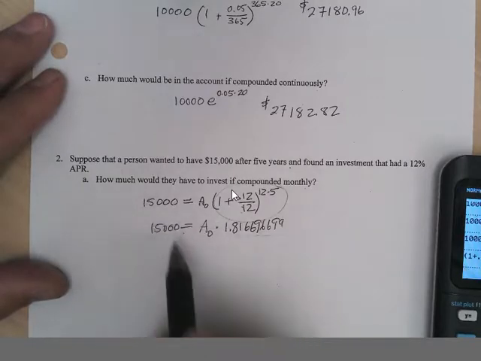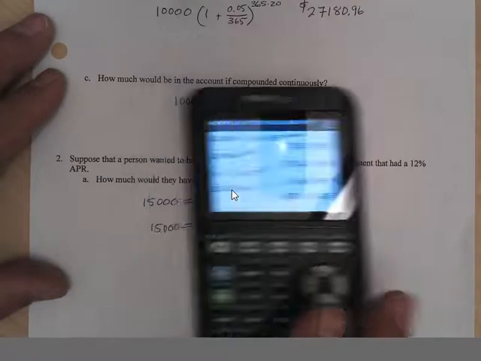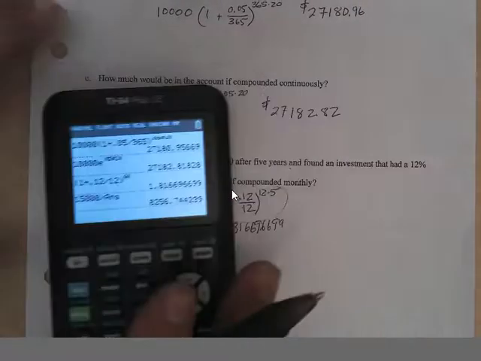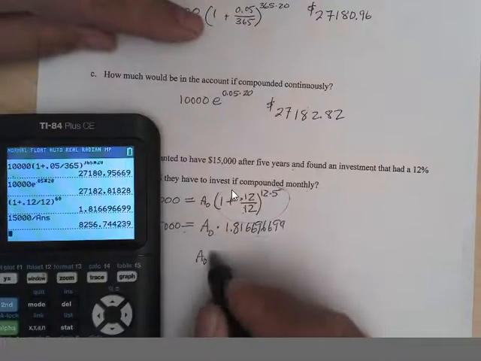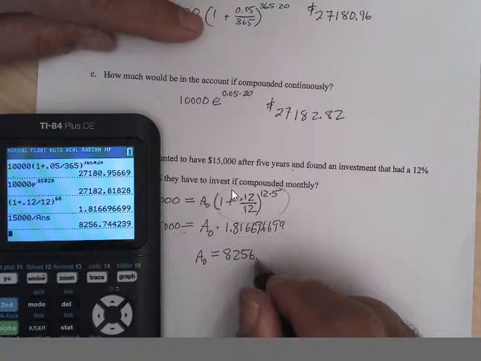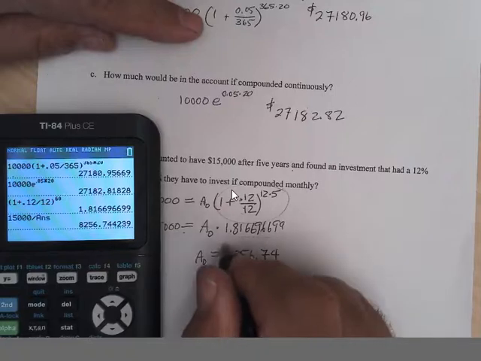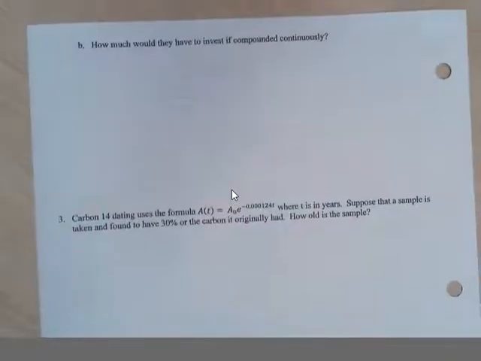So I've got to take 15,000 divided by that answer. 15,000 divided by my last answer, and I get, this is how much we'd have to start with. A0 would have to be $8,256.74 approximately, rounded off, to end up with 15,000 in 5 years.